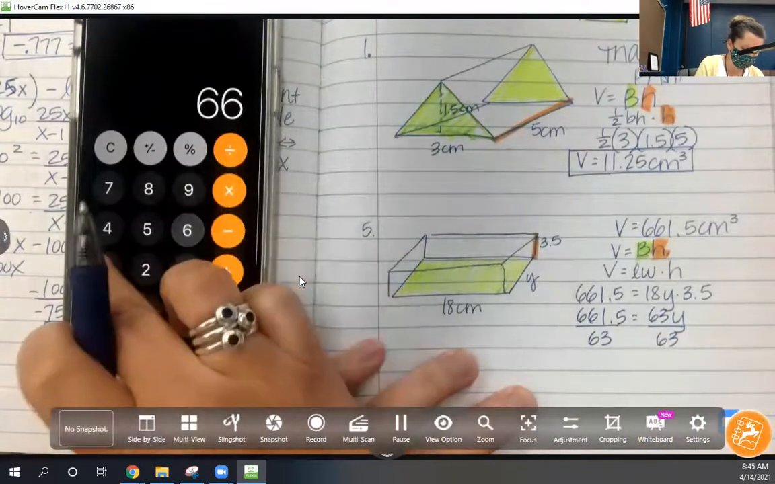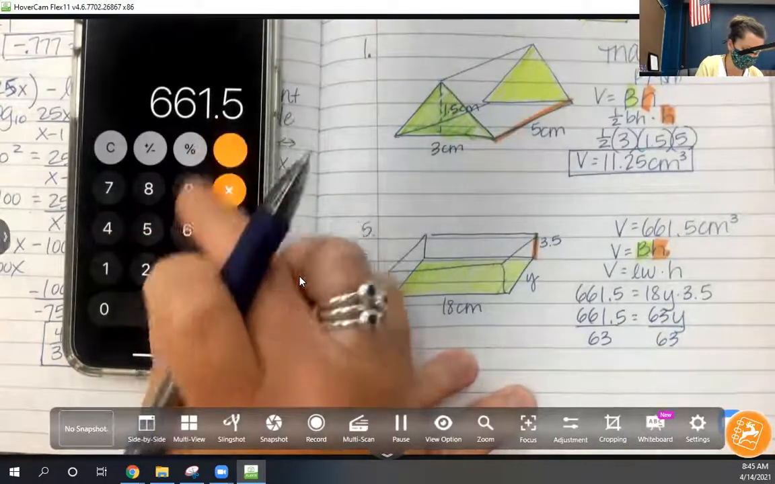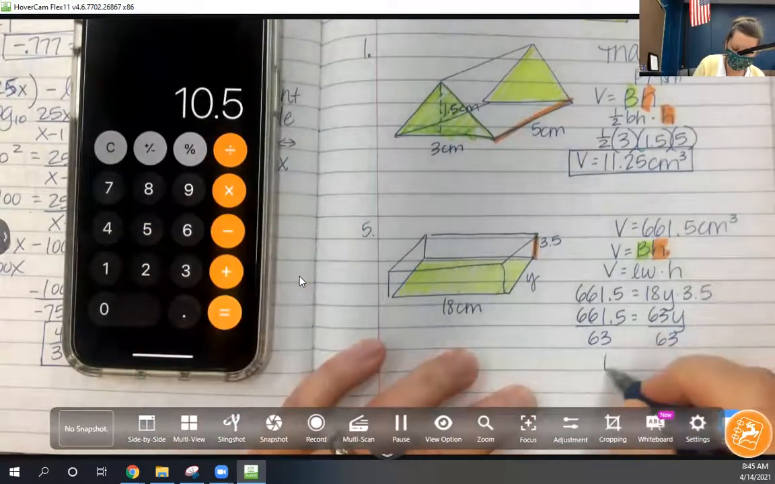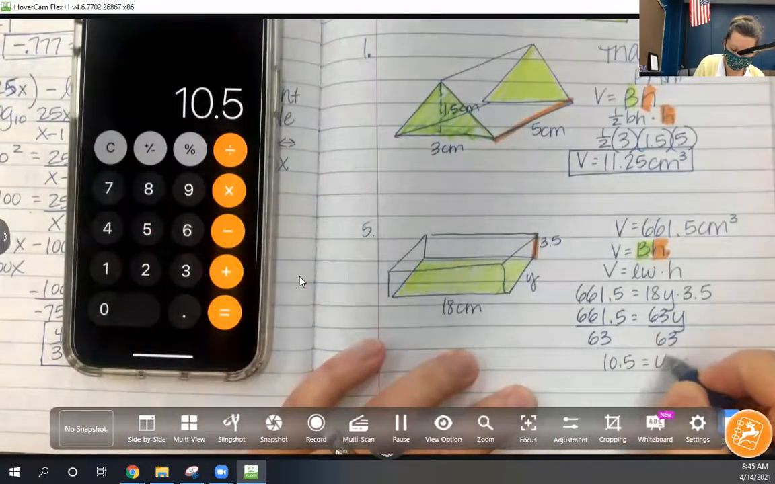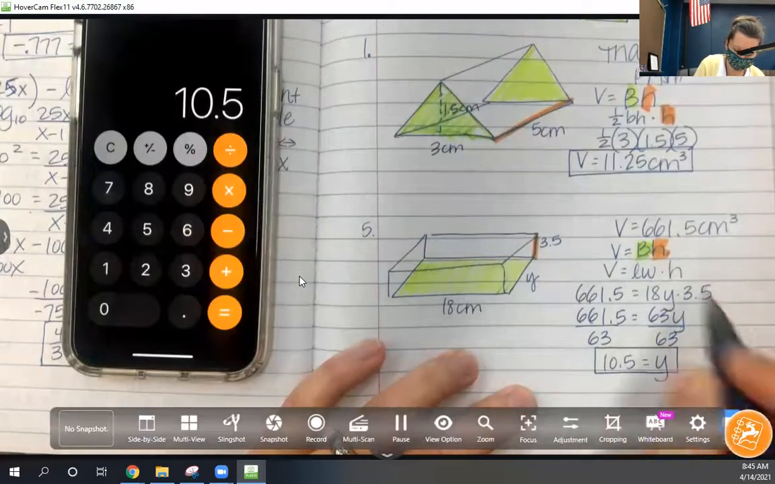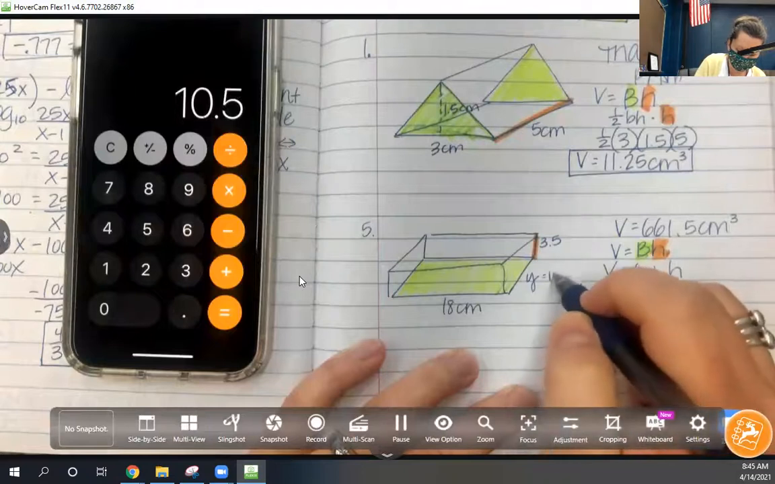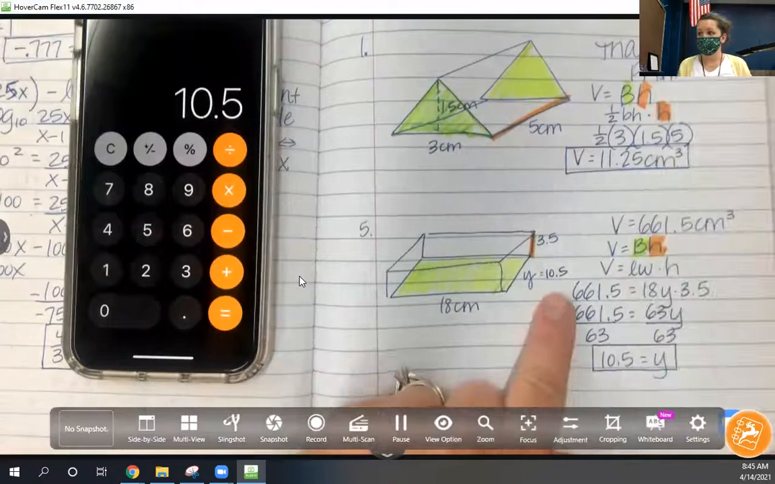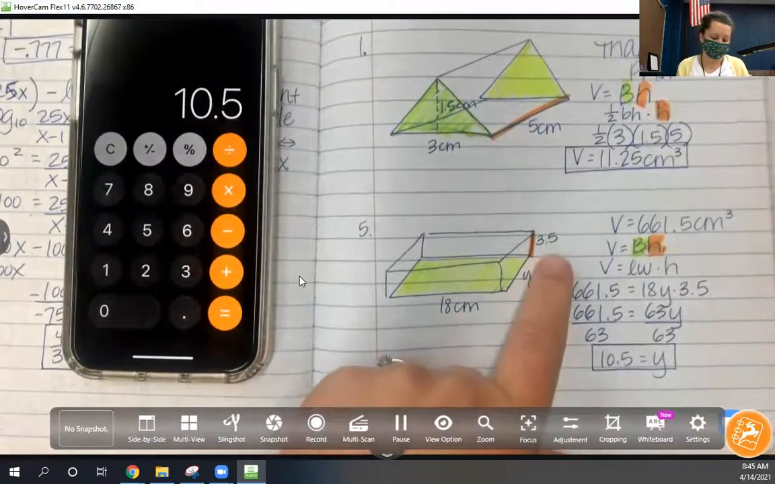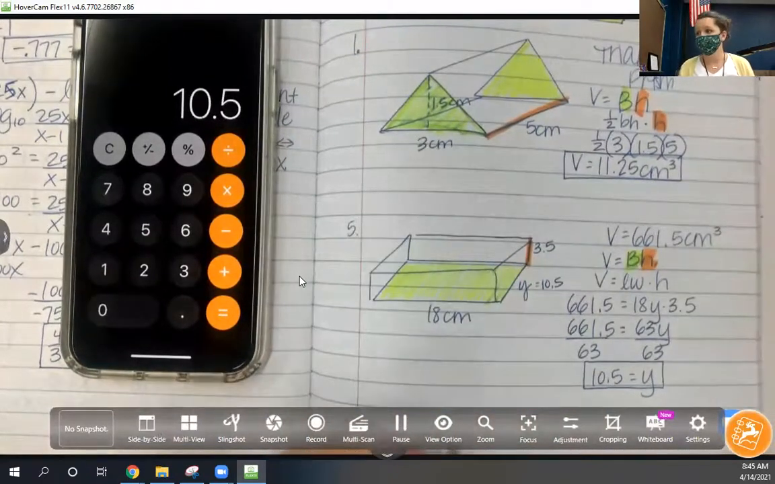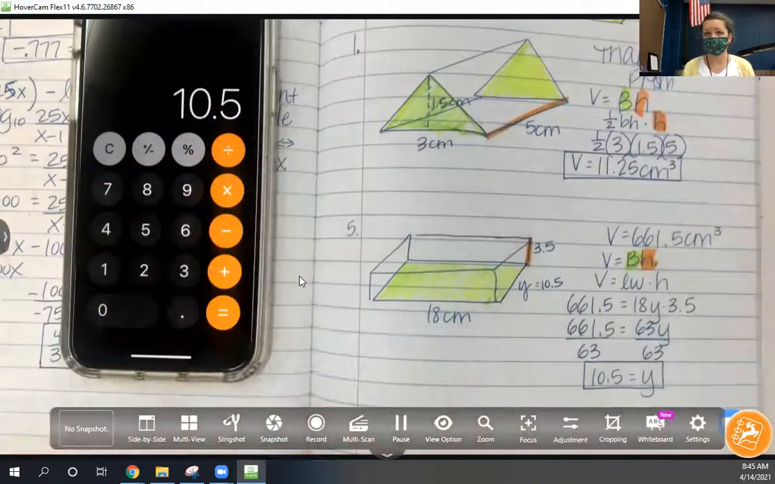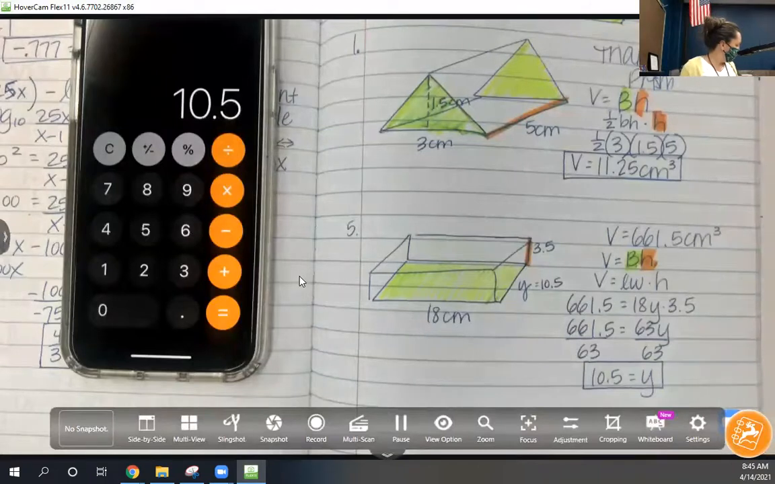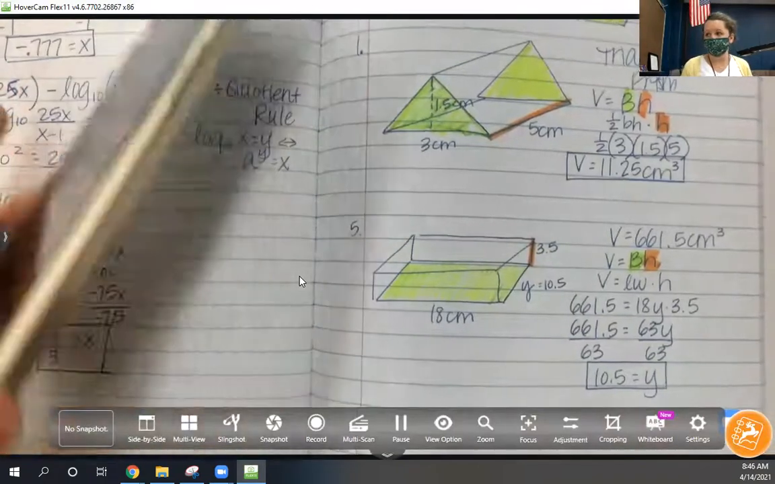So 661.5 divided by 63 is 10.5. So that is my missing value here. And that makes sense. So I want to think, does this logically make sense that this value is 10.5 when this is 18 and this is 3? Yeah, it does. That's a reasonable number for this value. All right, let's keep going. So that's finding a missing side length.